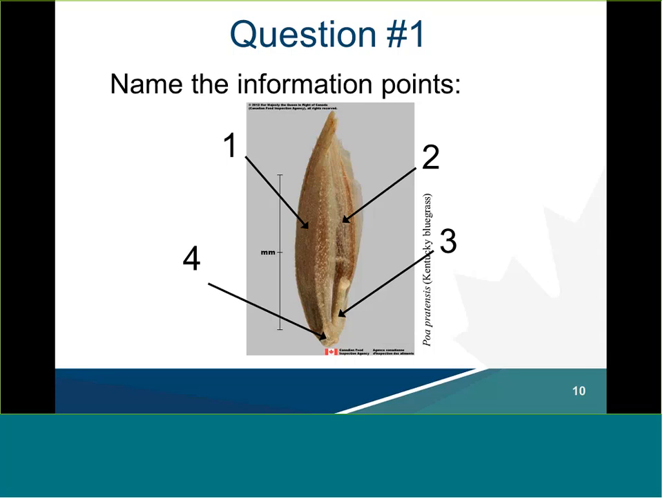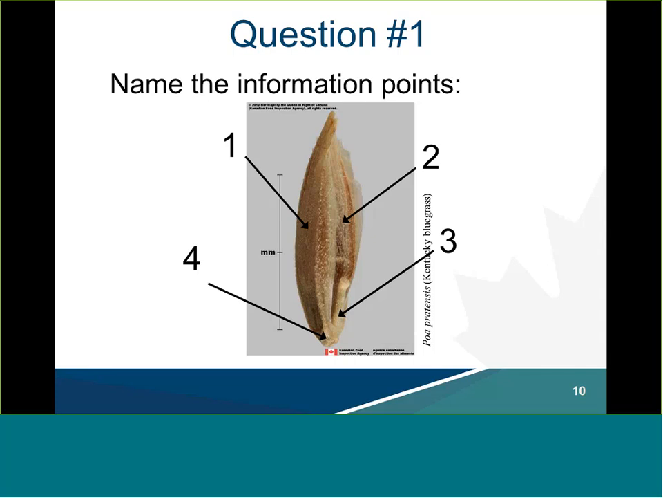Number 1 is our lemma, the biggest one that stands out. Number 2 points to the palea, where those marginal teeth along the edges are important for us when we're looking at this subfamily. Number 3 is our stalk-like rachilla, which attaches to other florets at number 4, which is the callus.